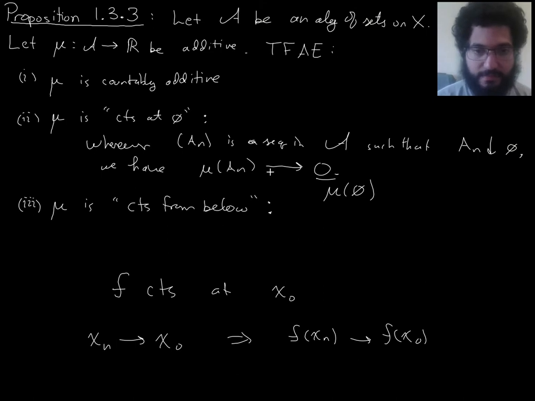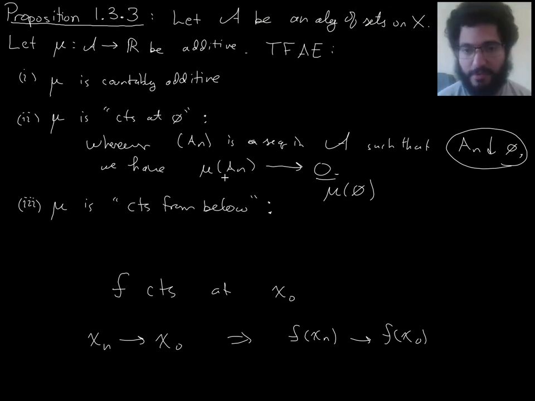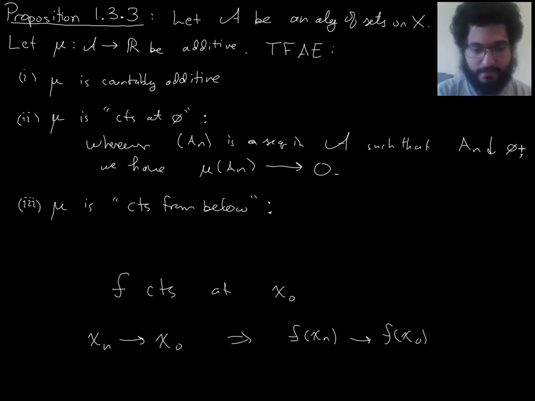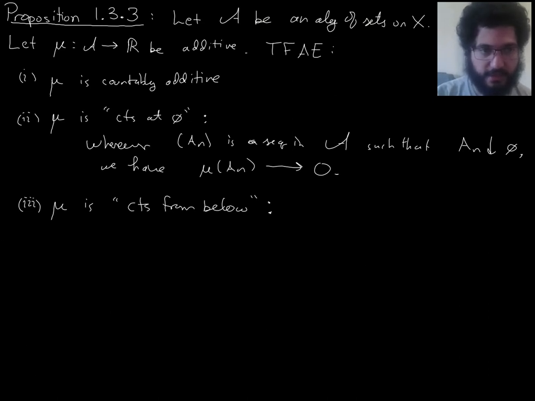So you can look at this as mu preserving limits. If you think of this as kind of like a limit, and then you apply mu to everything, the mu of these converges to the mu of this, which is 0. And then this continuous from below thing is a similar idea, but it's about families of sets that build up rather than building down to something.